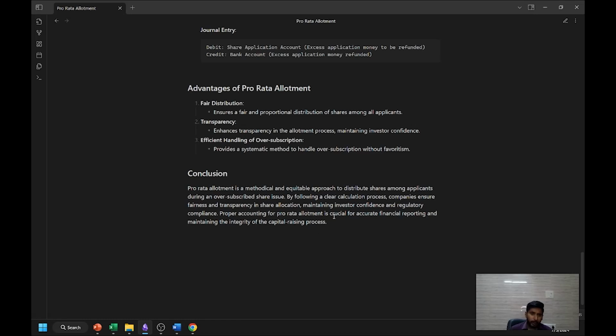Now, let us conclude the topic: pro rata allotment is a methodical and equitable approach to distribute the shares among the applicants during an oversubscribed share issue. By following a clear calculation process, companies ensure fairness and transparency in the share allocation, maintaining investor confidence and regulatory compliance. Proper accounting for the pro rata allotment is crucial for accurate financial reporting and maintaining the integrity of the capital raising process.